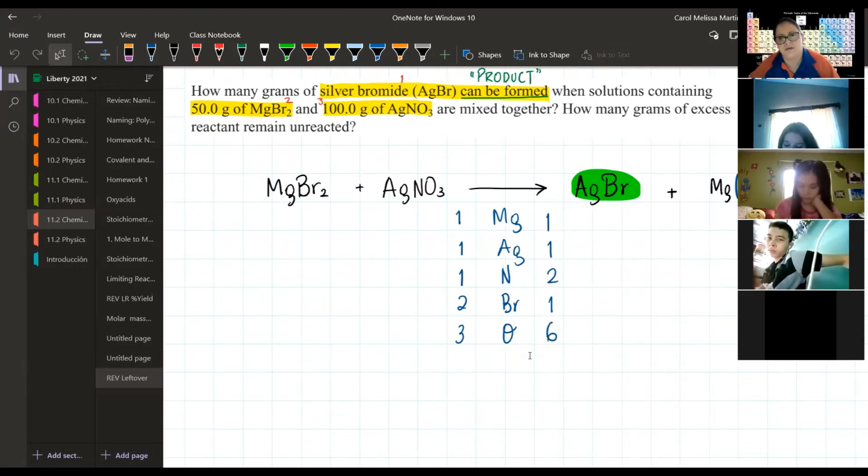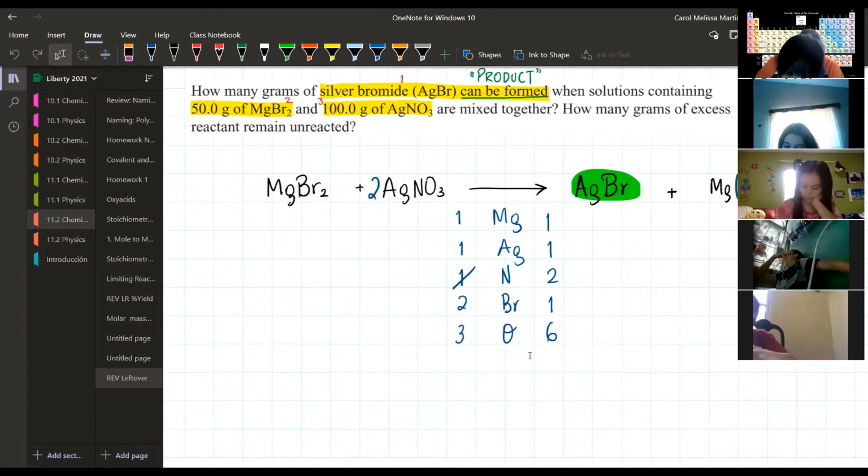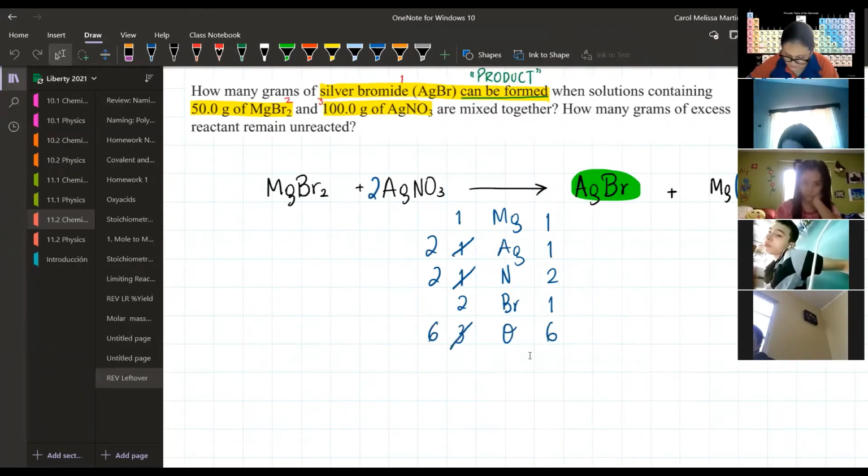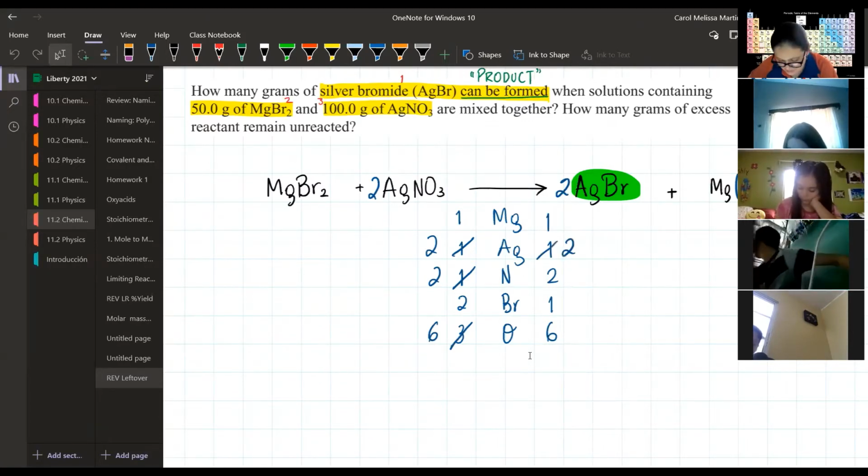So to balance that, I will begin with my nitrogen. So I'm going to put 2 right here to balance nitrogen. Now I have 2 nitrogens, but it also changes my amount of silver and also my amount of oxygen. Now I continue. On the other side, I will put 2 in front of silver. Now my silver is balanced, but this also changes my bromine. And now it's balanced.